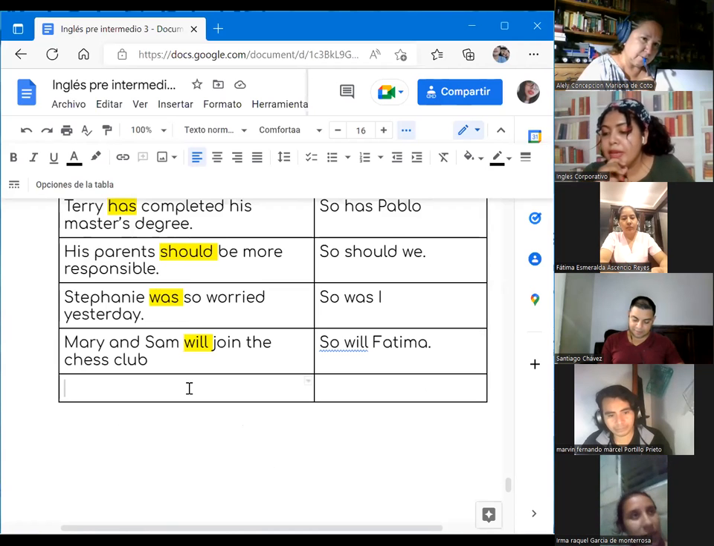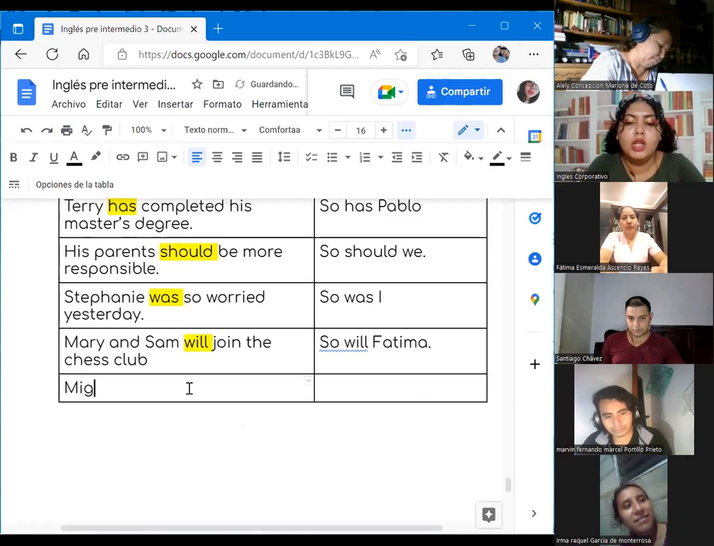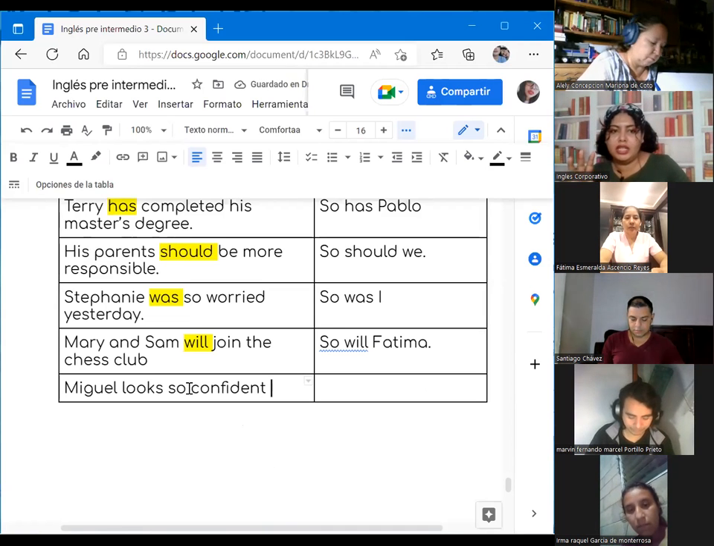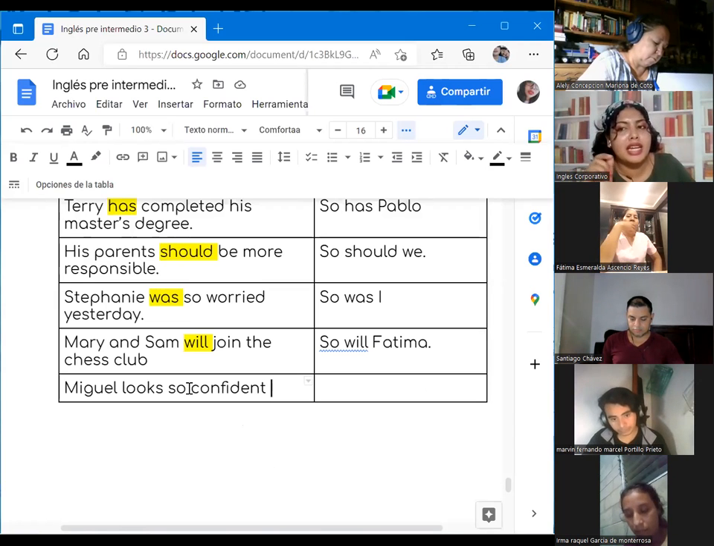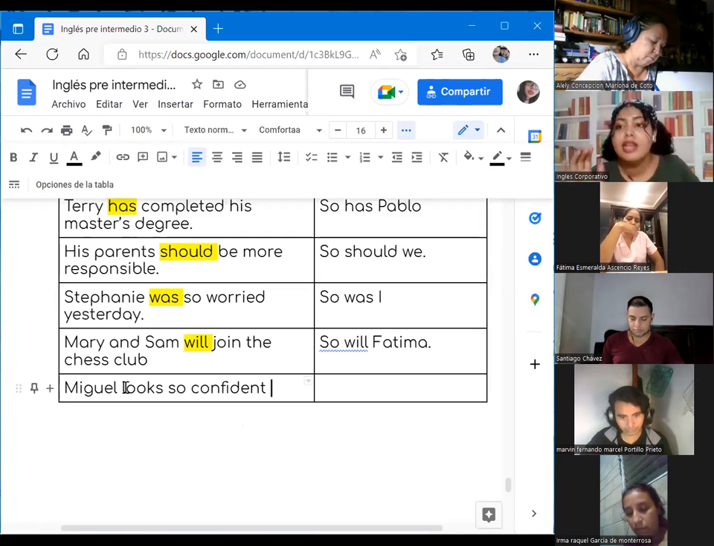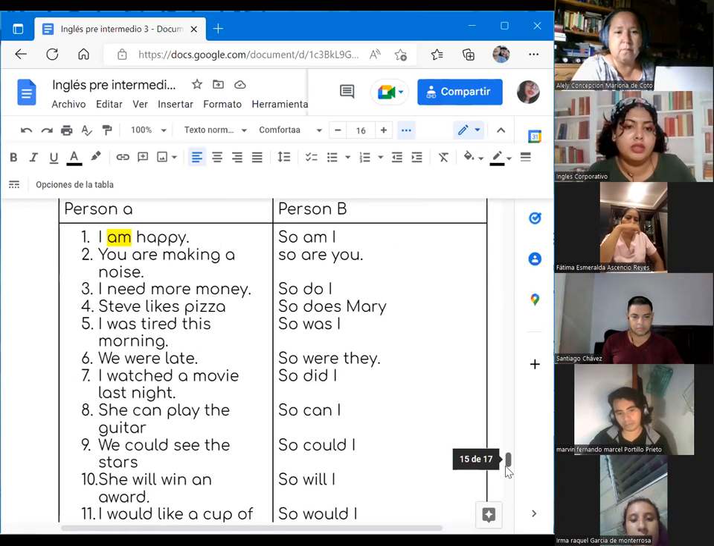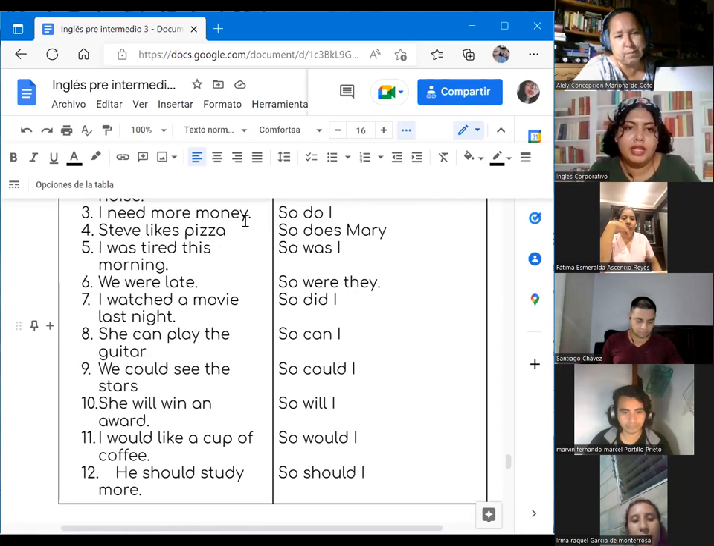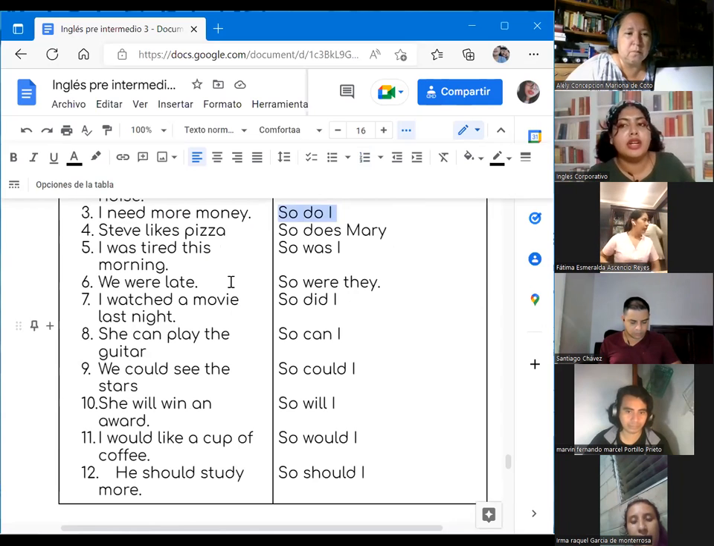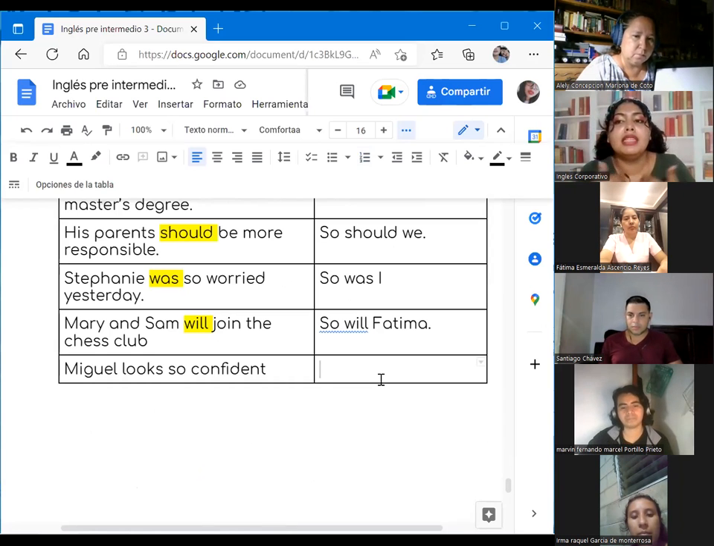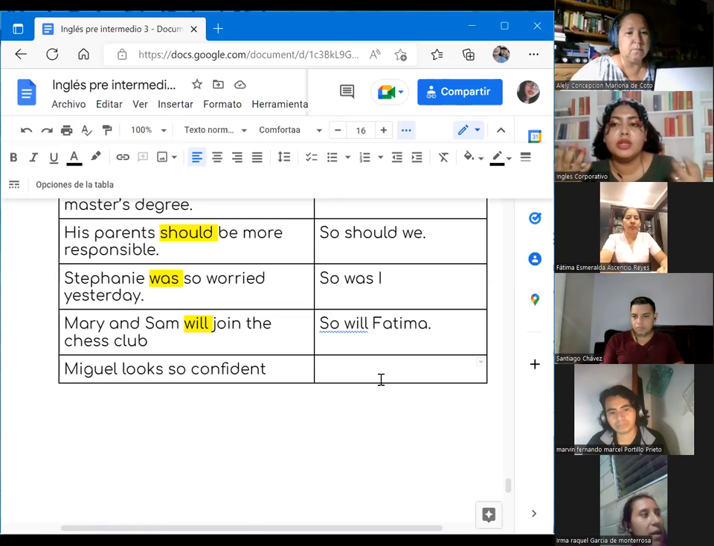Let's see. Miguel looks so confident. In this case, we don't have an auxiliary, but what auxiliary can I use for this one? Because in this case, I just have the verb. Solo tengo el verbo. ¿Qué necesito yo hacer para obtener esa respuesta? Let's see for this one. Here, in the number three, I need more money. What is the auxiliary that I need to use? Do. Good. In that case, you have just the verb. Cuando solo tiene verbo en la oración, vamos a utilizar el auxiliar do, does, and did when it's in past. So, I am the protagonist of the answer. ¿Cómo voy a dejar yo esa respuesta?